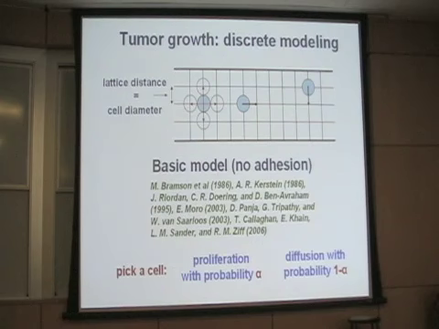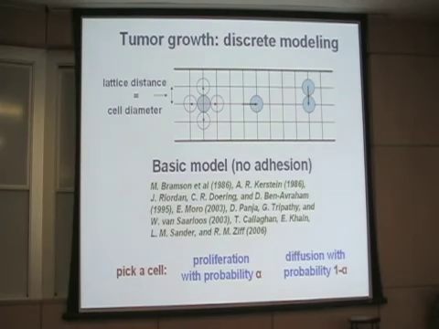Consider a lattice, and every lattice site can be occupied by a cell or can be empty. So the dynamics is the following. You pick a cell randomly, and then the cell can proliferate with some probability alpha, or the cell can migrate to a neighboring site with probability 1 minus alpha. As I said, the diffusion time is much shorter than the time for proliferation, so alpha is a small number.